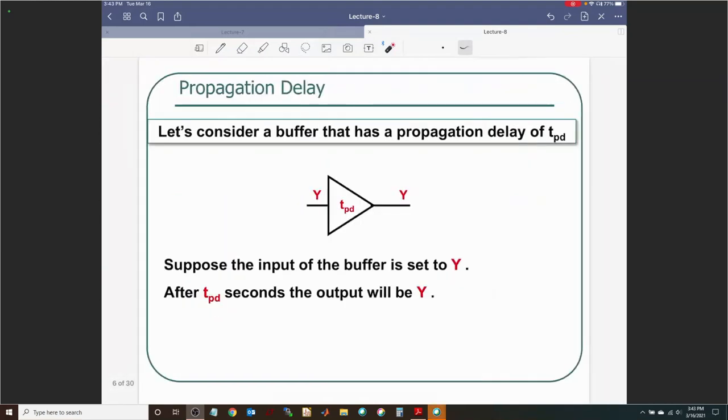All right, so let's consider this particular buffer. Input is Y, output is Y, of course. You have some propagation delay through this buffer, and we are calling that T sub PD. Now, suppose the input of the buffer is set to Y. What would happen? Well, after some small amount of time, maybe a few nanoseconds, the output will become Y. We know this. And now we are actually going to take advantage of delay. We are actually going to see this, that delay actually helps us store information. So it's not all bad.